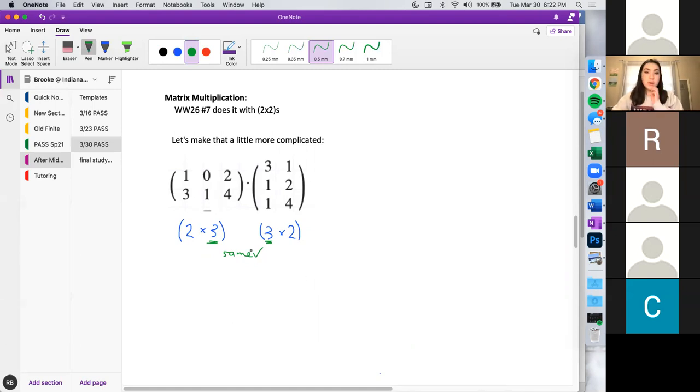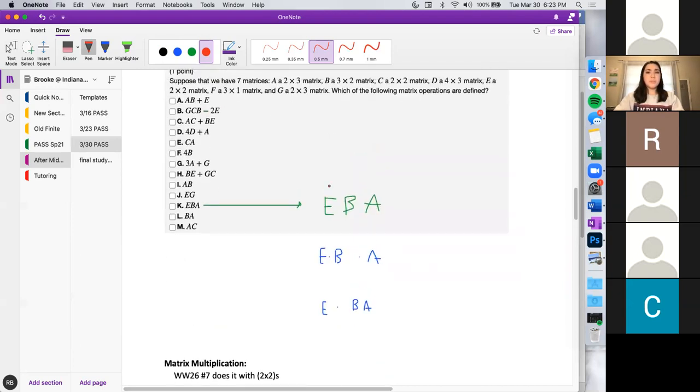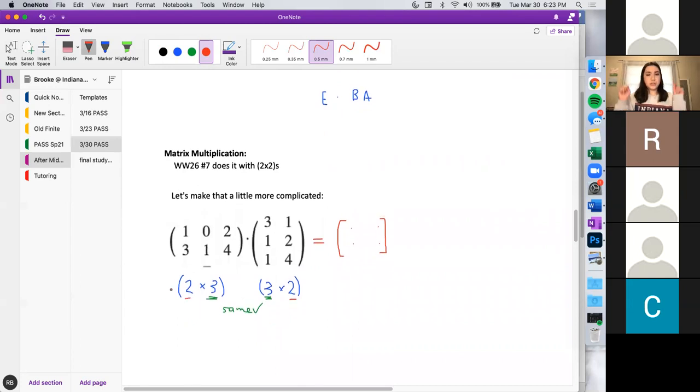All right, so now that we know that they're the same, we're good. A good fun fact, and could be helpful in some theory questions, is that the outside two numbers are going to be the dimensions of the product. So this is going to equal a 2 by 2 matrix. So that'll help you with this question as well, is knowing that the outside two numbers equals the dimensions of the product.